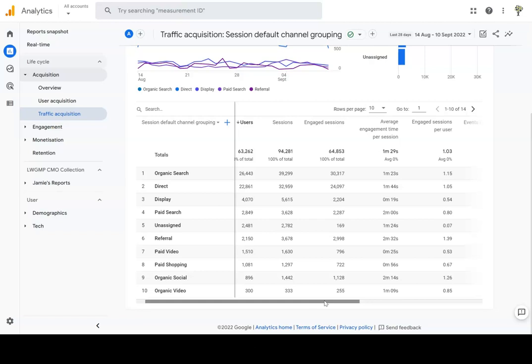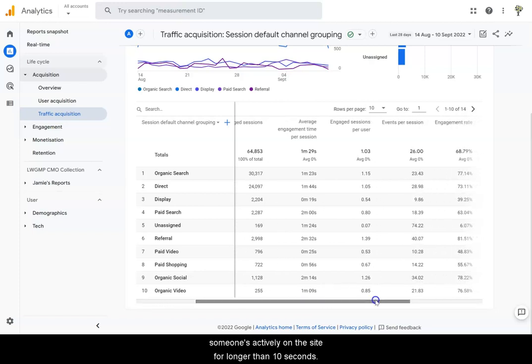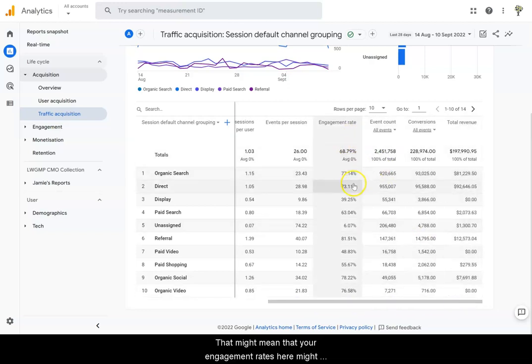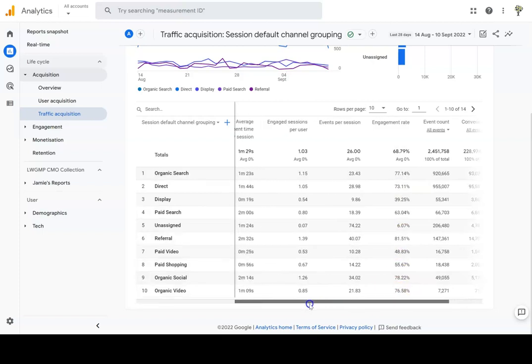So the big extra thing here is the 10 seconds, where if someone's actively on your site for longer than 10 seconds, that might mean that your engagement rate here might be higher than the inverse of the bounce rate in Universal Analytics.